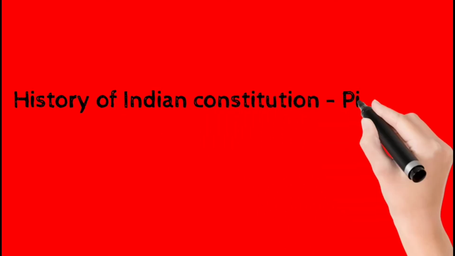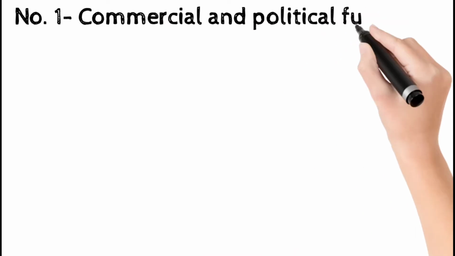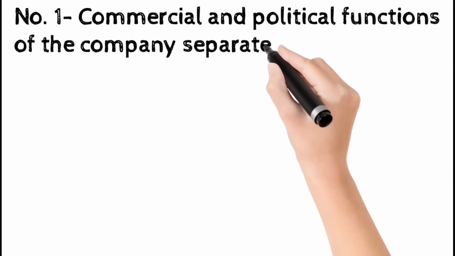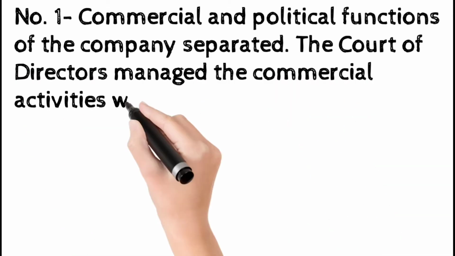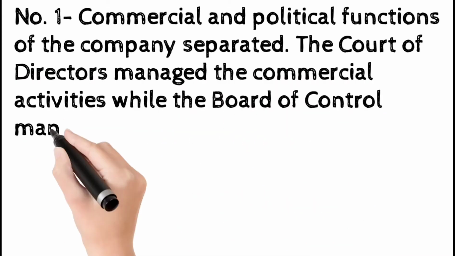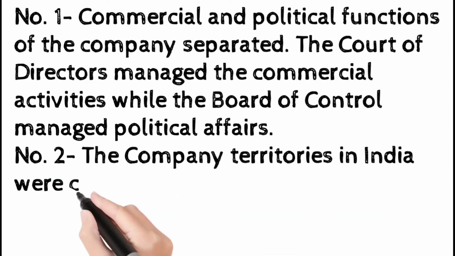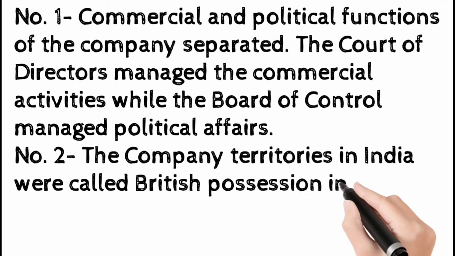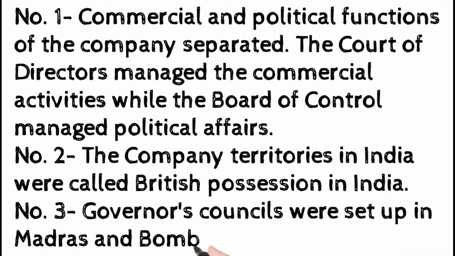History of the Indian Constitution: Pitt's India Act 1784. Number 1. Commercial and political functions of the company separated. The Court of Directors managed the commercial activities while the Board of Control managed political affairs. Number 2. The company territories in India were called British possessions in India. Number 3. Governors' councils were set up in Madras and Bombay as well.